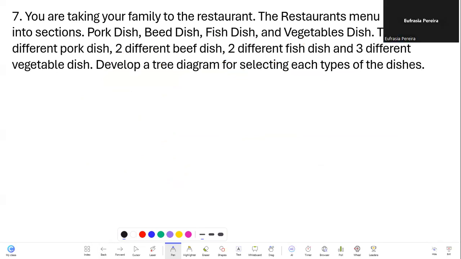You're taking your family to the restaurant. The restaurant menu is divided into sections: pork dish, fish dish, and vegetable dish. There are 3 different pork dishes, 2 different beef dishes, 2 different fish dishes, and 3 different vegetable dishes. Develop a tree diagram for selecting each type of dish.